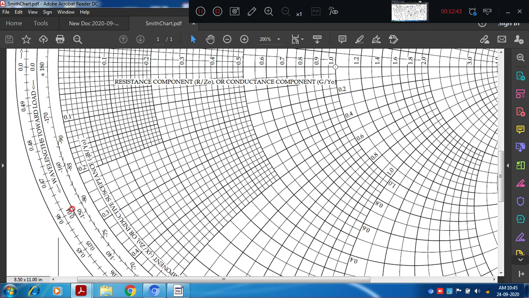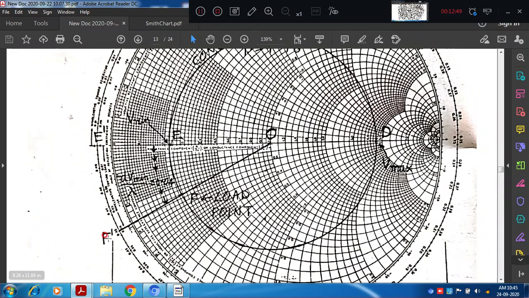This is the point. From this point we need to draw a straight line towards what? The center of the Smith chart. That's what they have done here. From that 0.04 distance, this is the center, which should cut the constant rho circle. This distance is called dV minimum by lambda, which is equal to 0.04, right?